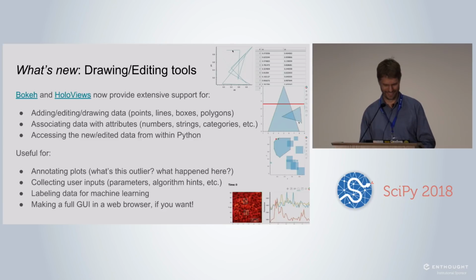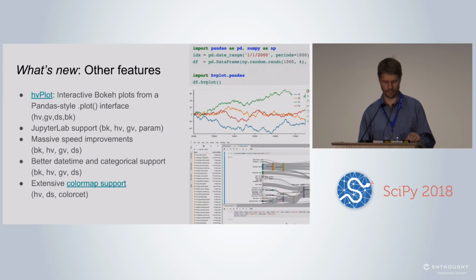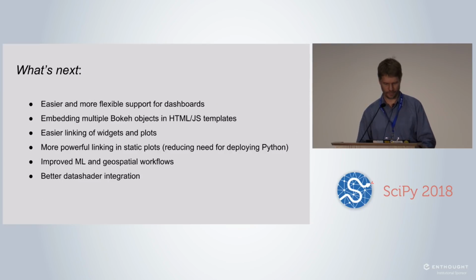We also added drawing and editing tools for Bokeh and HoloViews. So if you have a plot, you can annotate it, and you can persist the annotation, pull it out into Python, work with it, save it, and come back to it. So you can use it as more of a GUI toolkit. And various other features like JupyterLab support. So all of this is findable from pyviz.org. And if you have these slides, you can click on them.